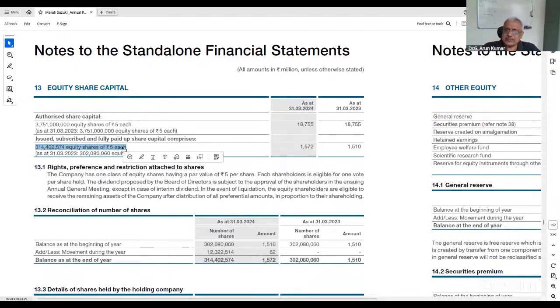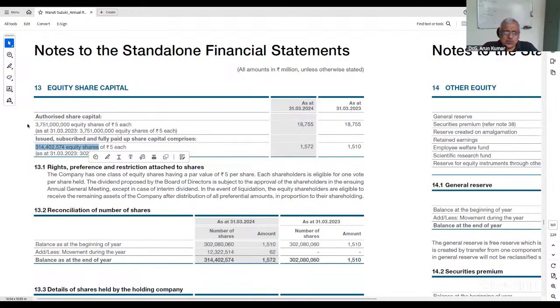They've issued only this one. That means the value of that is 1572 shares out there, and the previous year it was 1510. That is what they've given. Previous year, this was the number of equity shares, and this year it has increased by so much. Does that mean they issued more shares? No, they would have given stock options to the employees.